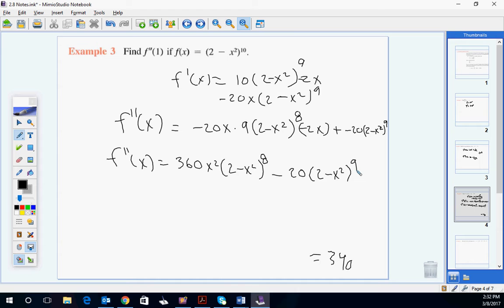Does that look good? So let's just test it here. So if I put a 1 in here, that's 1. 1 to the 8th is 1, so that's my 360. 2 minus 1 is 1. 1 to the 9th is 1. Minus 20, 340.